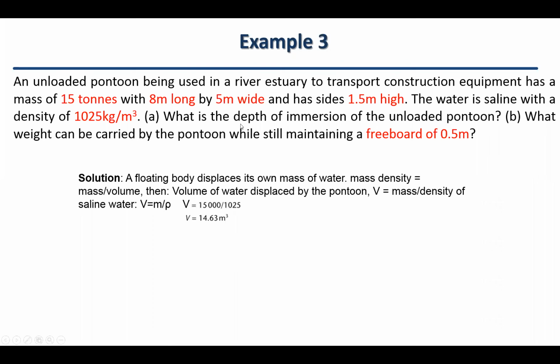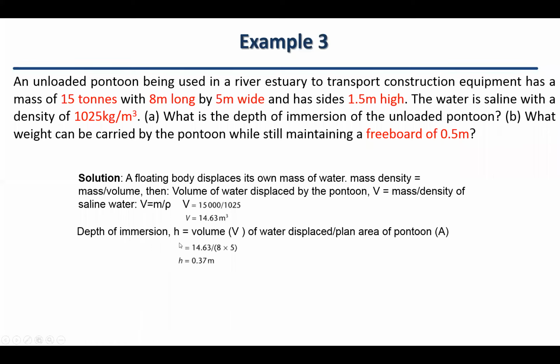But the question is to calculate the depth of immersion. The depth of immersion is simply calculated by the volume of water displaced, 14.63, divided by the plan area of the pontoon, which is 8 times 5. So the answer is 0.37 meters. It's the depth of immersion, or the height of the pontoon under the water surface.